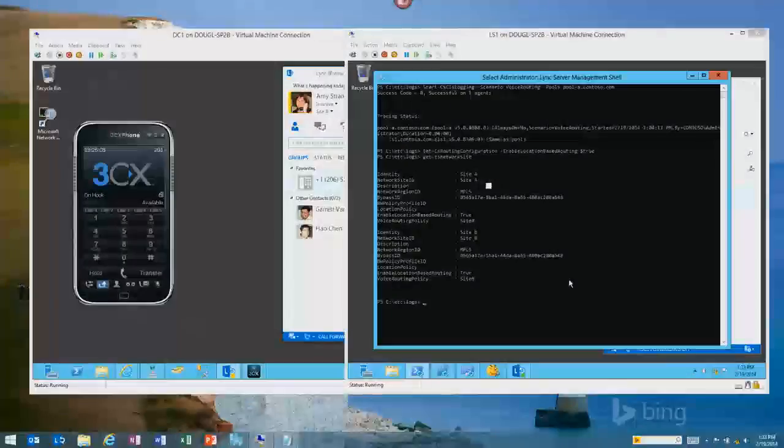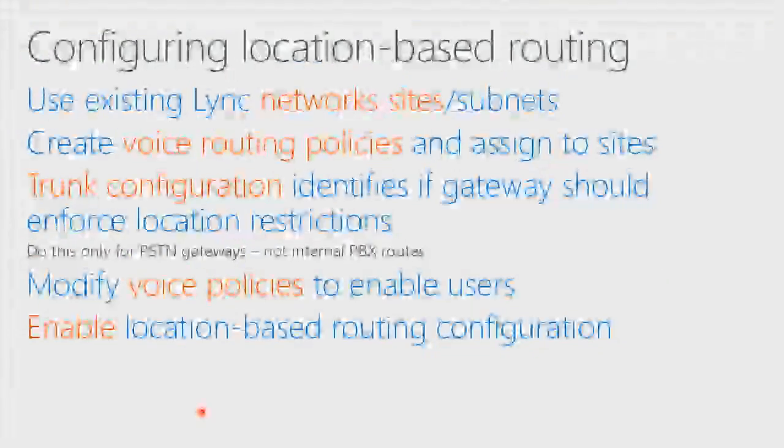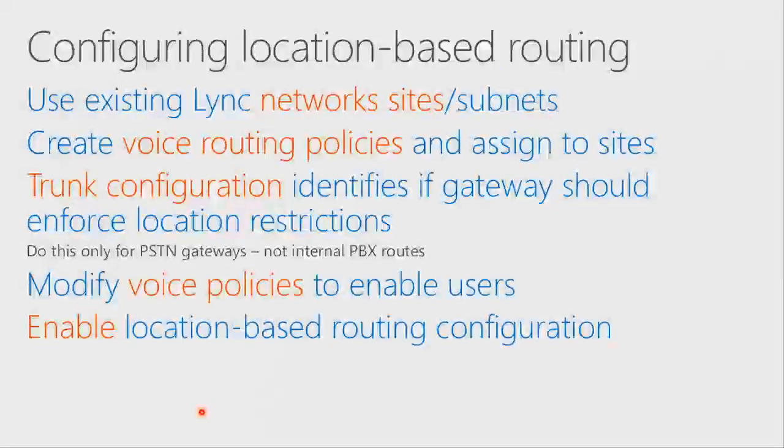Go back to the slides real quick. I'll try not to dance too much back and forth between here. We define the voice routing policies. We'll talk about those. The trunk configuration defines if the gateway that's associated on that trunk should enforce these restrictions I mentioned earlier. So we want to enforce this for PSTN gateways, not for PBX gateways.